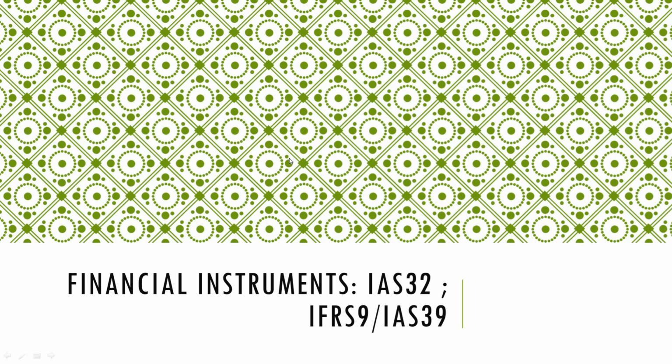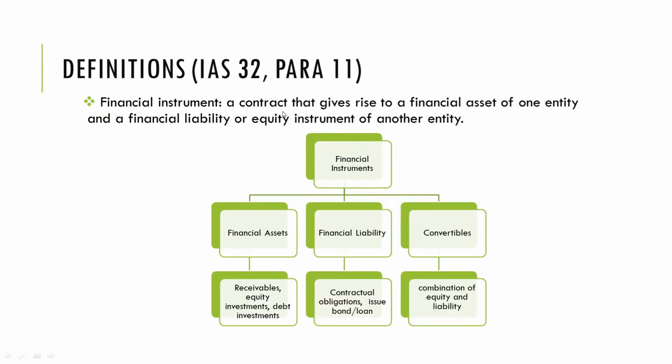So first let us start with the definition of financial instrument. What is a financial instrument? A financial instrument is a contract that gives rise to a financial asset of one entity and a financial liability or equity instrument of another entity. To help you understand, the simple example that I can give you is receivables. Receivables is one example of a financial instrument whereby we expect to receive payment from our debtors. So receivables is therefore one form of financial asset.